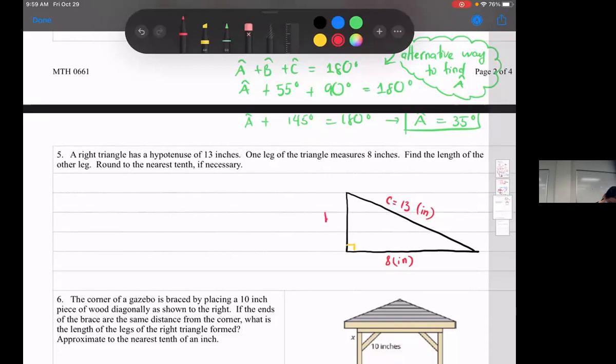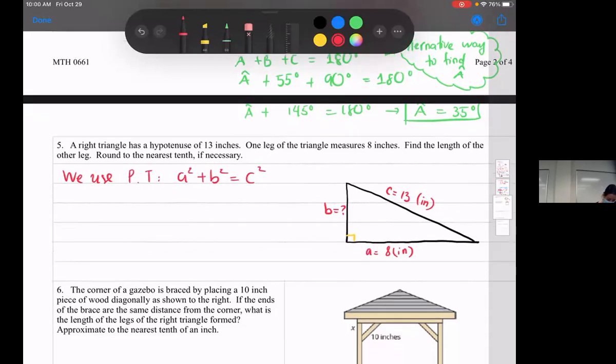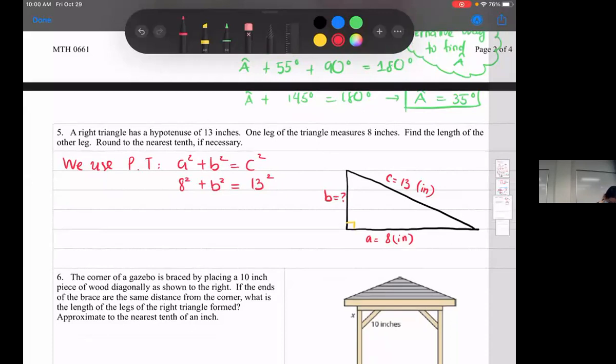All right, and then I want to find the other leg, which is B. What do we use? Yeah, the Pythagorean theorem. A squared plus B squared equals C squared. I know C is 13, so C squared is 13 squared. A is 8, so 8 squared, plus B squared, which is what I'm looking for. What is A squared? 64. What is 13 squared? Thank you. Rewrite everything else.